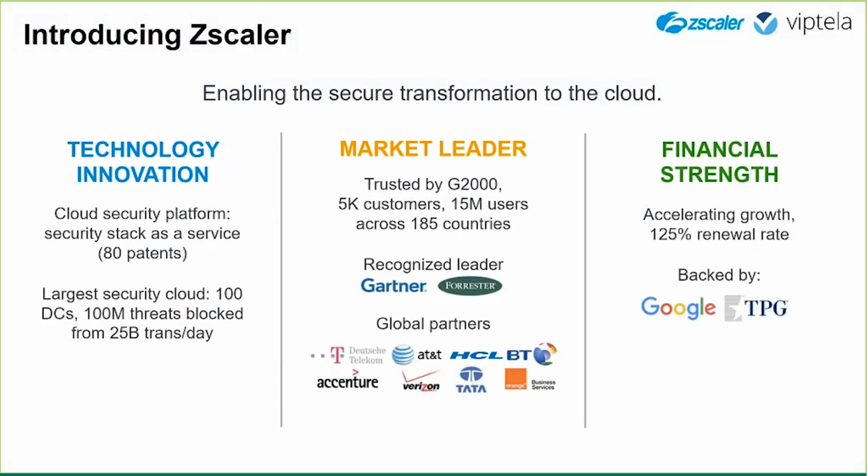So that shows the scale that we've been able to achieve by being the gateway to the internet for over 5,000 customers, including a significant portion in the Fortune 500. We have over 15 million users going through our service every day, coming from over 185 countries around the world. We've been recognized by Gartner and Forrester as leaders in providing secure internet access, and we have a network of global partners that can help deliver our service and service our customers.